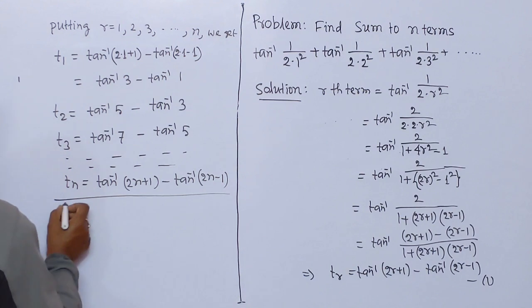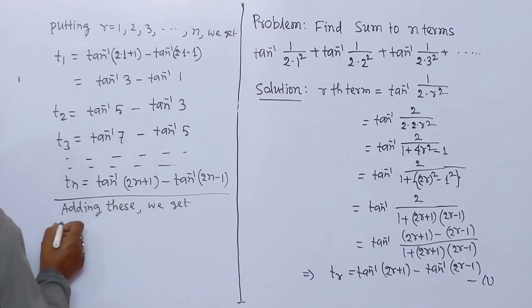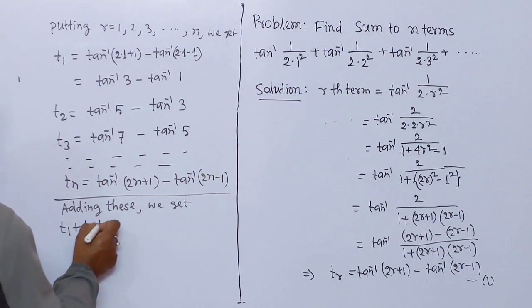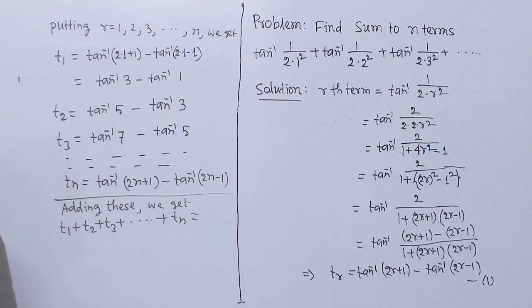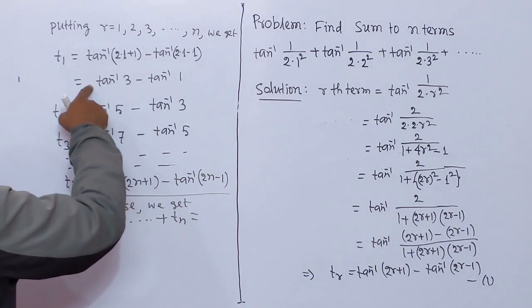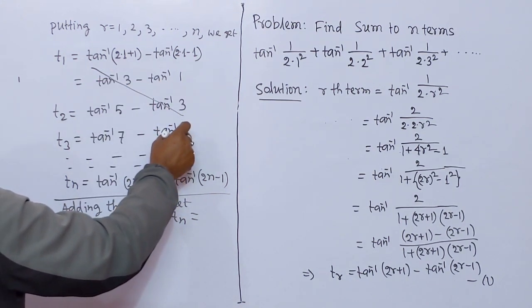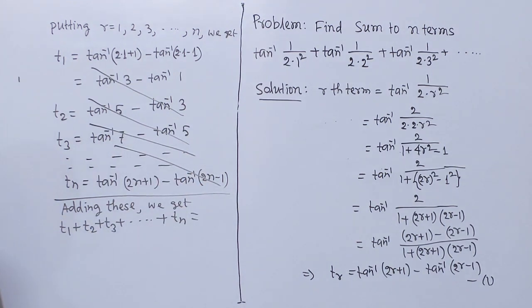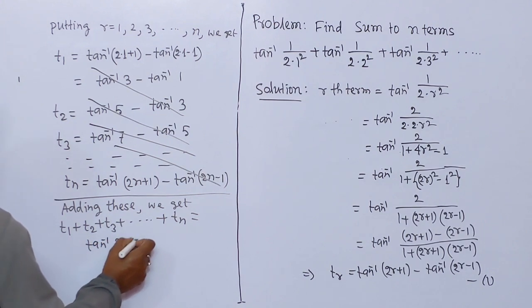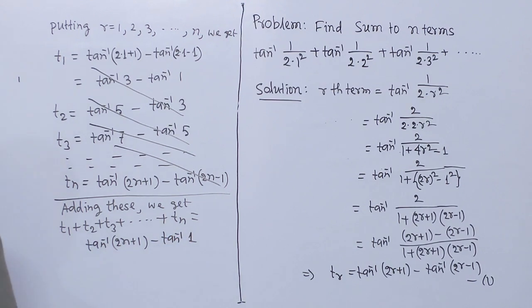Adding these, we get T1 plus T2 plus T3 plus ... plus Tn equal to, here tan inverse 3 positive, tan inverse 3 negative, cancel, tan inverse 5 positive, tan inverse 5 negative, cancel. So this diagonal will be cancelled, and only tan inverse 2n plus 1 minus tan inverse 1 remains.